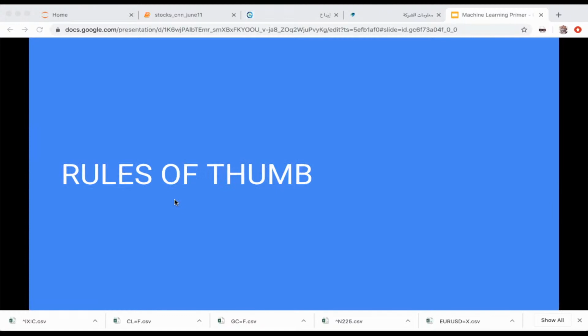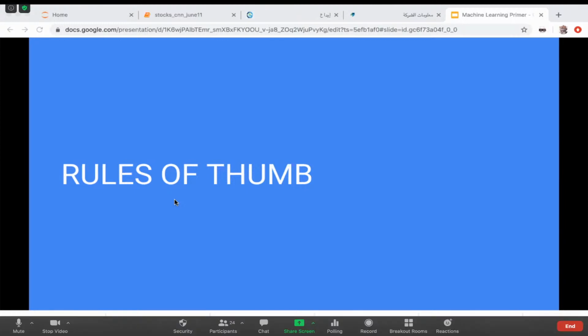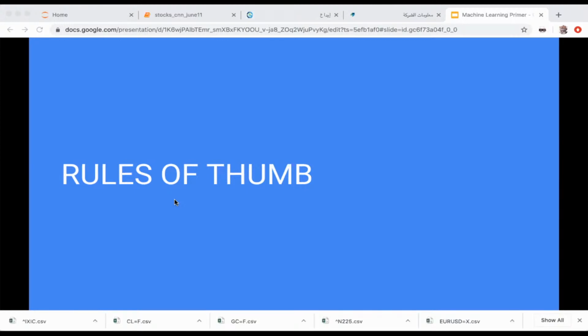Okay, so I'll next give a few rules of thumb that I think are very useful to keep in mind when running machine learning projects. I hope you will find them useful too.